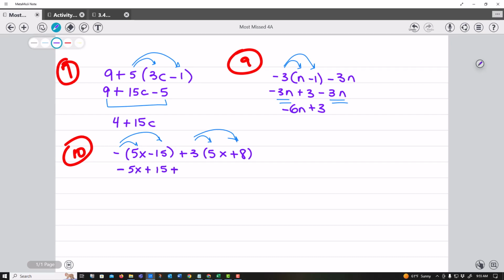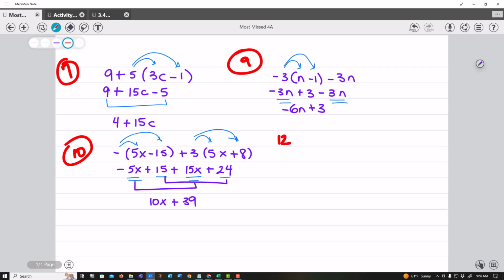3 times 5x, 15x, 3 times 8, 24. Now look for like terms. These both have x's, and then these are both just values. So -5x plus 15x, that's basically 15x minus 5x, which would be 10x. And then 15 plus 24 would be 39.